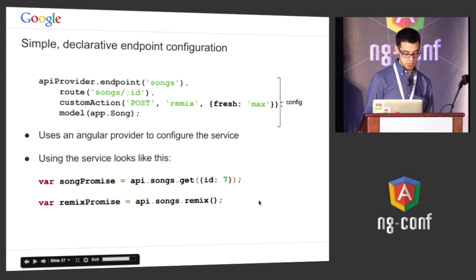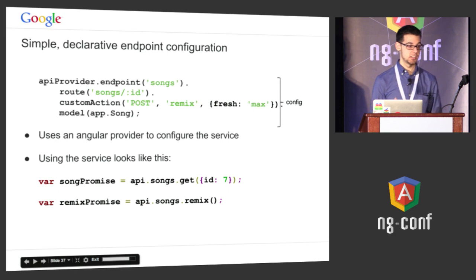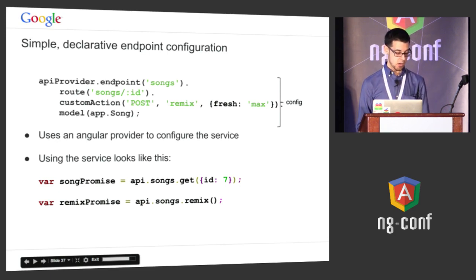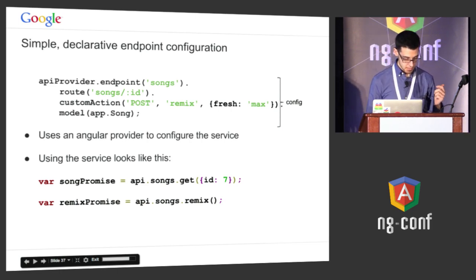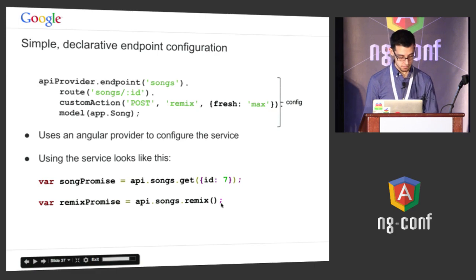And once configured, consuming the API is really straightforward. All of the standard HTTP methods, get, put, post, delete, are automatically added to the endpoint in addition to the custom actions that we defined above. And it works just as $resource would work when you're creating endpoints like that. You're just saying API.songs.get, give it your parameters. You're going to get a promise back. And as you can see, this is what it looks like to use. A custom action: remix promise equals API.songs.remix.